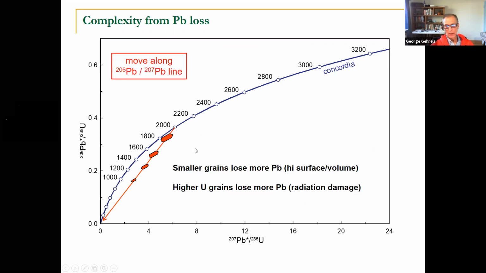It's a pretty simple pattern that smaller grains tend to lose more lead, and that's just because there's more surface area to volume on that crystal. And also high uranium grains tend to lose more lead than low uranium grains, and that's just because of the radiation damage.